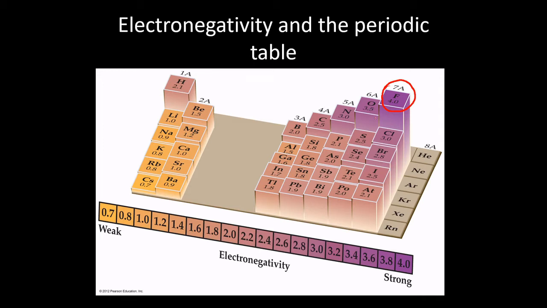The highest electronegativities are all going to be up here in the top right corner of the periodic table. Electronegativity tends to increase as you go to the right on the table and as you go up the table. It is the same trend as ionization energy, if you remember from exam 2. So as you go to the right and as you go up, electronegativity increases.